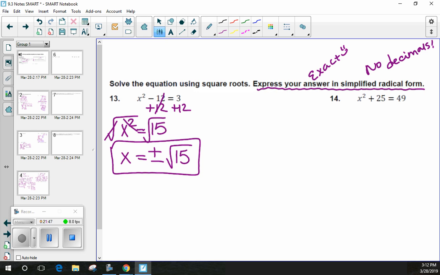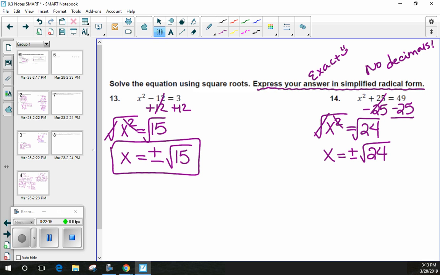Let's try 14. So 14, we play the game again. Let's start isolating x squared. We'll subtract 25. Is that okay? That leaves us with x squared is equal to 49 minus 25, which is 24. That's positive, so we're going to have 2 real roots here. Take the square root. These cancel. I get the positive and negative root of 24. Is 24 a perfect square? No, right?